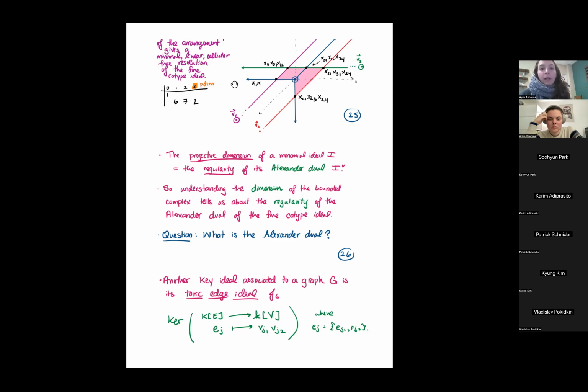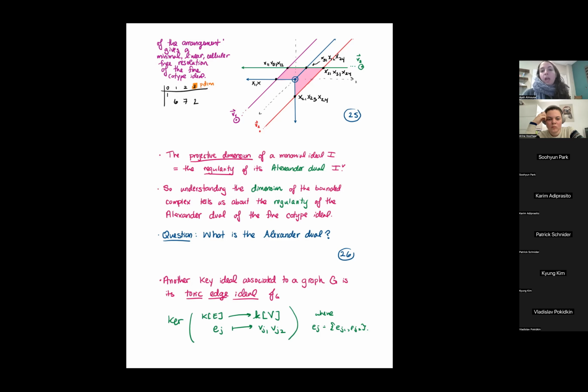In particular, notice that the length of the free resolution, the projective dimension, is going to be 1 more than the dimension of the bounded complex. So the idea is that we can understand the projective dimension of the fine cotype ideal by understanding the dimension of the bounded complex.